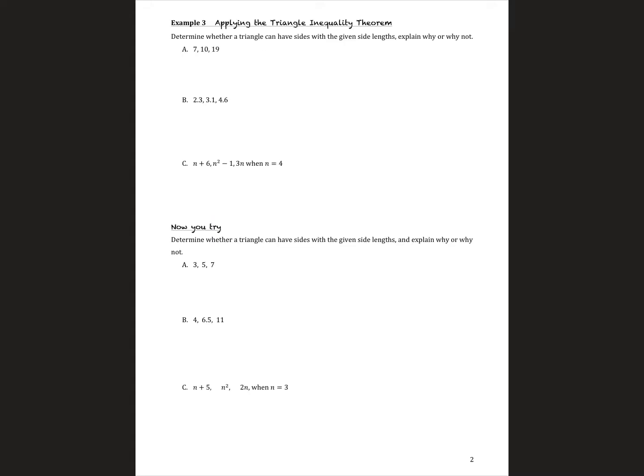To determine if triangles can have these side lengths, you have to take the two smaller numbers and see if their sum is greater than the third side. Remember, it can't be equal either. It has to be greater, and so this one is a no. And the explanation would be triangle inequality theorem.